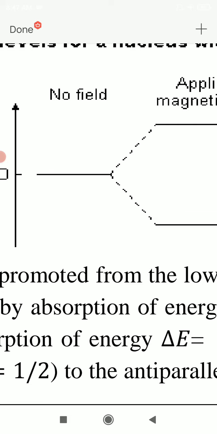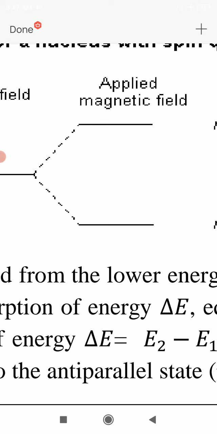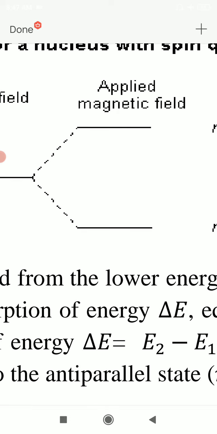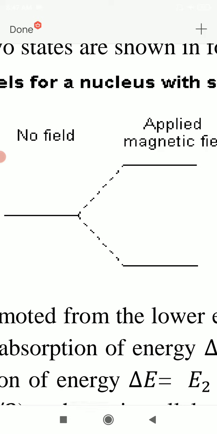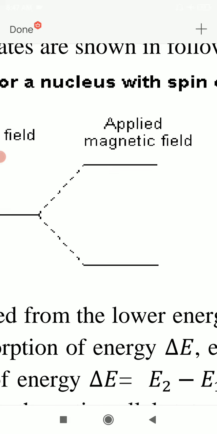These are the energy levels of a nucleus of a molecule. When no magnetic field is applied, these are degenerate, possess the same energy, and when a magnetic field is applied, these levels get separated and now become two levels. And radiation of radio frequency waves can induce transitions between these two levels.